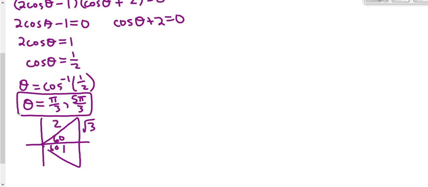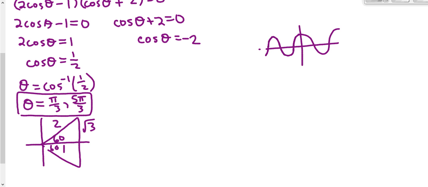Now let's work on the other equation. So we have cosine theta plus 2 equals 0. Subtract 2 from both sides, and we have cosine theta equals -2. Okay, at this point, you might realize that this has no solutions, because if you think about a cosine graph, how high does it go and how low does it go? Okay, it goes up to a height of 1 and down to a height of -1. It doesn't go to -2.